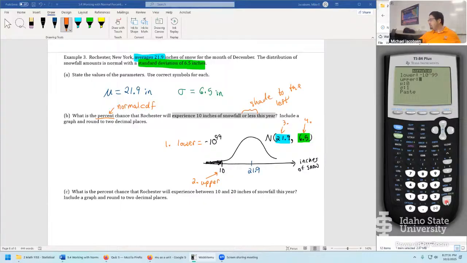Hit enter, put in 10 for the upper, hit enter, and input 21.9 for mu, and 6.5 for sigma. So at this point, we've got it. Let me know if you get something different. We hit enter a bunch of times.